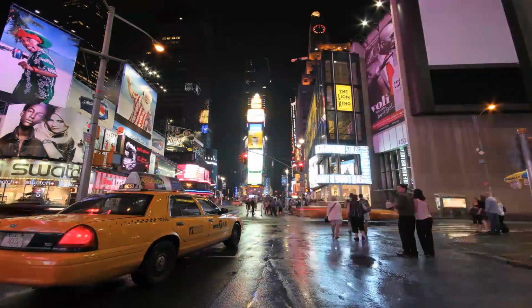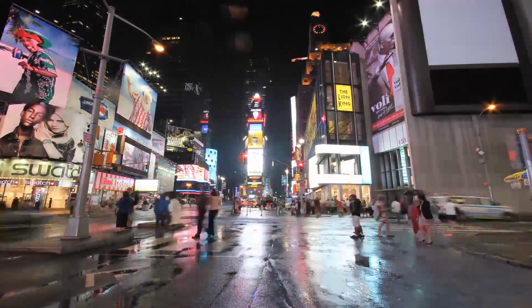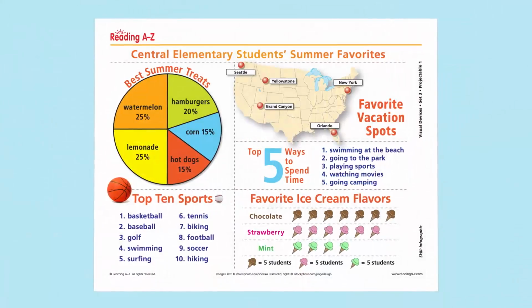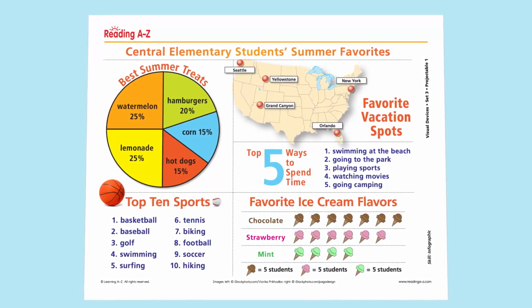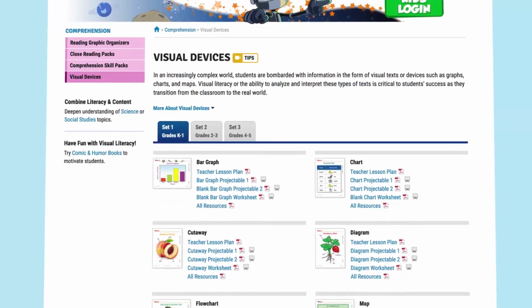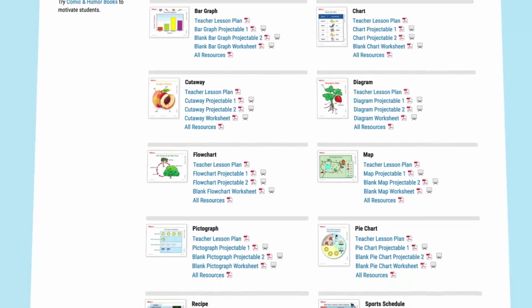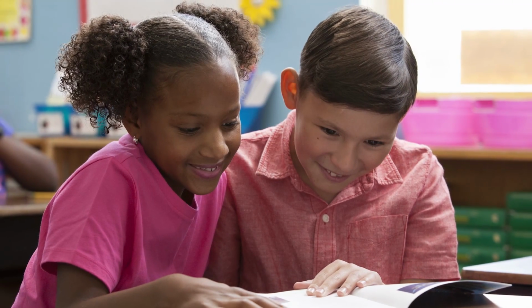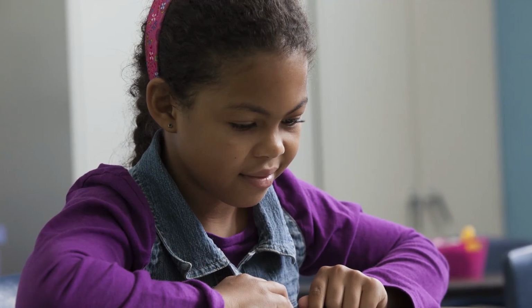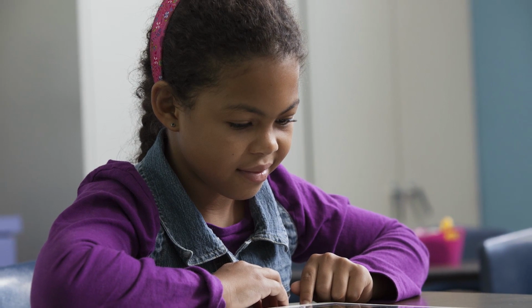In an increasingly complex world, students are bombarded with information in the form of visual text or devices, such as graphs, charts, and maps. Visual devices resources will help you meet standards and teach students to analyze and interpret these types of texts, which are critical to students' success as they transition from the classroom to the real world.